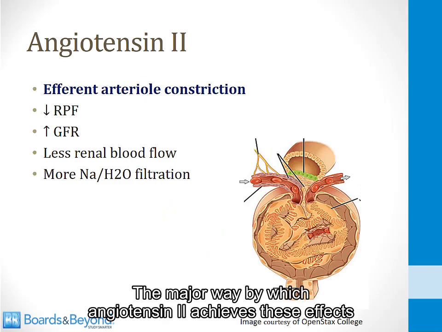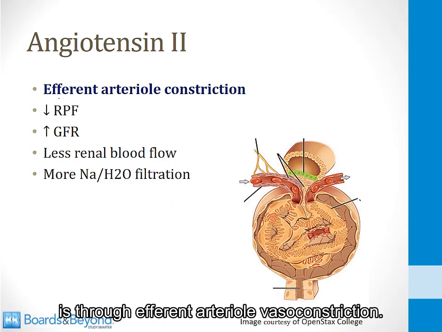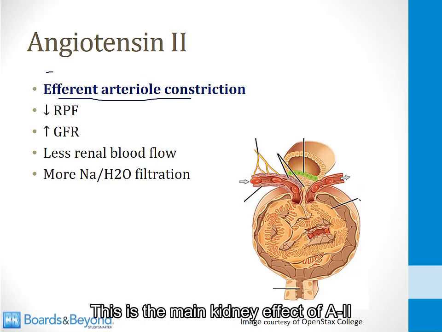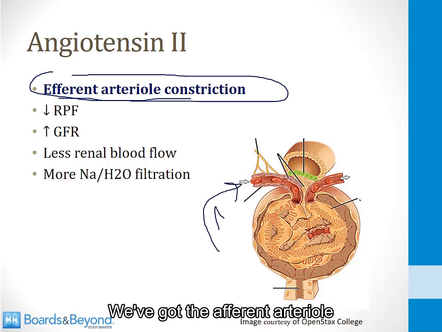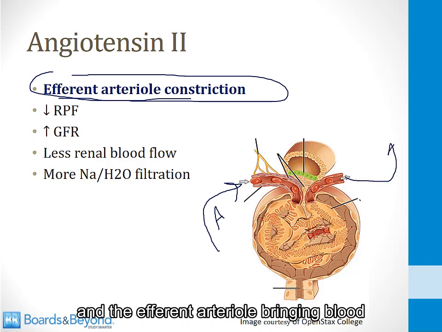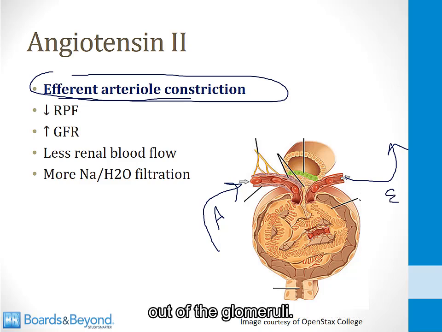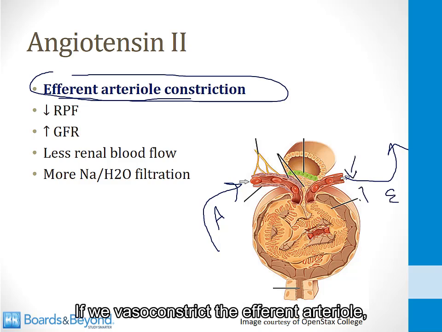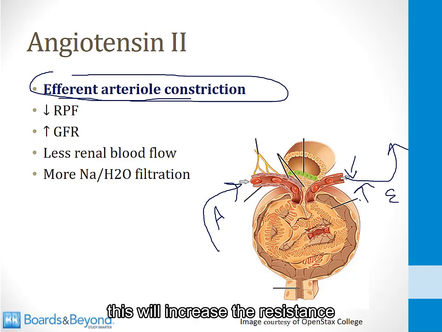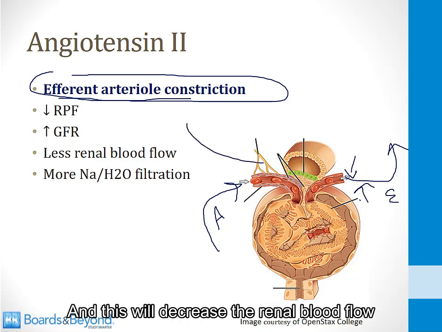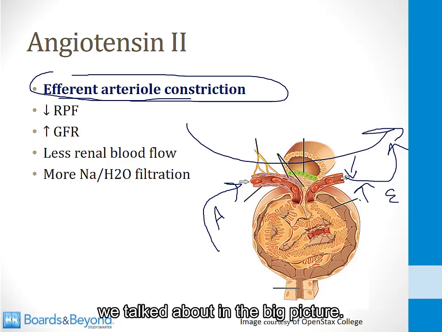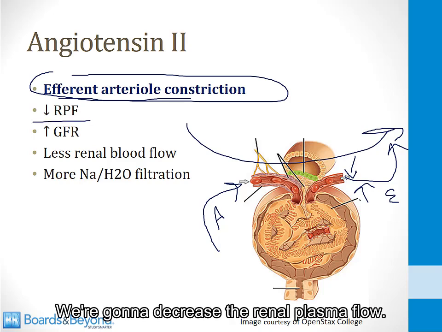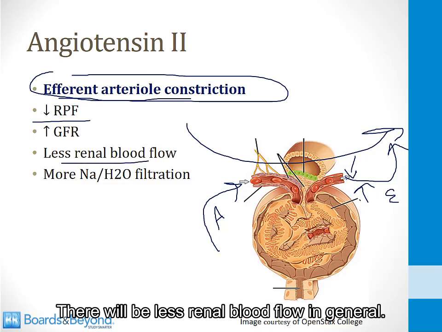The major way by which angiotensin II achieves these effects is through efferent arteriolar vasoconstriction. This is the main kidney effect of A2 that you want to remember. So let's look at this drawing of a glomerulus on the screen here. We've got the afferent arteriole bringing blood into the glomeruli and the efferent arteriole bringing blood out of the glomeruli. If we vasoconstrict the efferent arteriole, this will increase the resistance to flow through the system, and this will decrease the renal blood flow or renal plasma flow. And that's going to achieve one of those major goals we talked about in the big picture. We're going to decrease the renal plasma flow. There will be less renal blood flow in general.